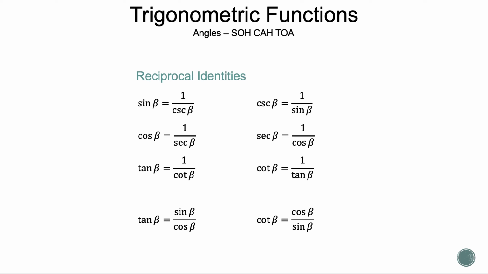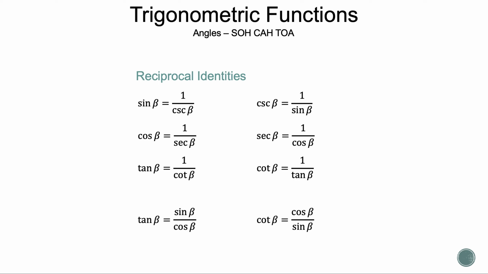Now let's take a look at the reciprocal identities, where we have sine of beta is equal to 1 over cosecant of beta, and we can switch sine and cosecant since they are reciprocals. Next we have cosine of beta is equal to 1 over secant of beta, and we can switch cosine and secant since they are reciprocals.